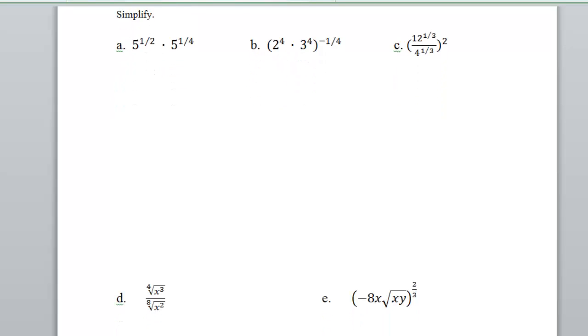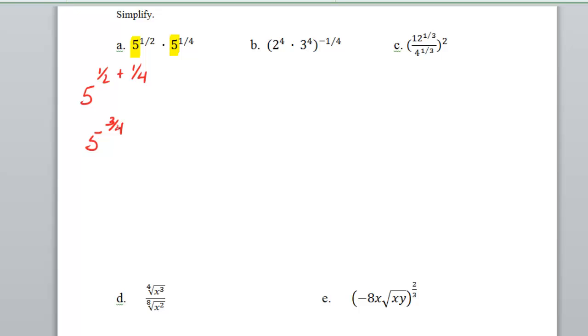Okay, let's take a look at these. Some of these are more straightforward than others, so let's take a look at these first 3. In A, if you notice, we have a 5 and a 5. Since the bases of these two are the same, that means that we can add the given exponents. So I'm going to have 5 to the 1/2 plus the 1/4. And if you're not comfortable with fractions, you do have your calculator, which will help you do this. So make sure that you use that effectively. And so that's going to leave you 5 to the 3/4 power.